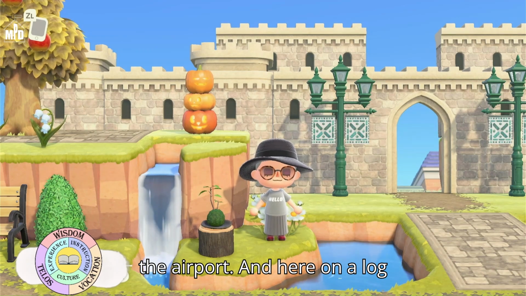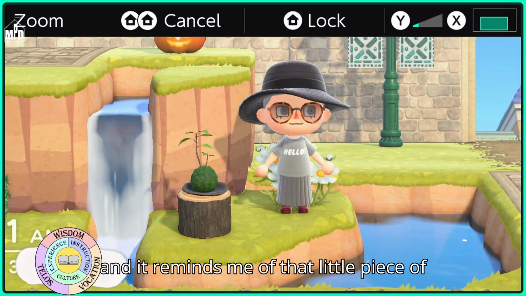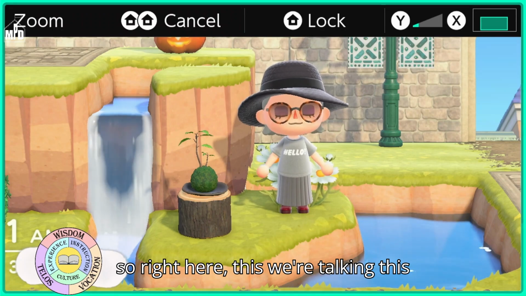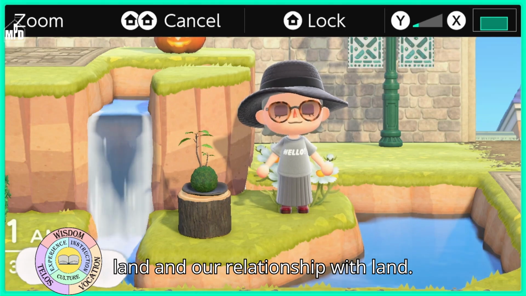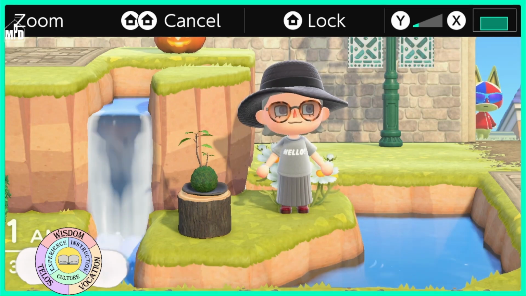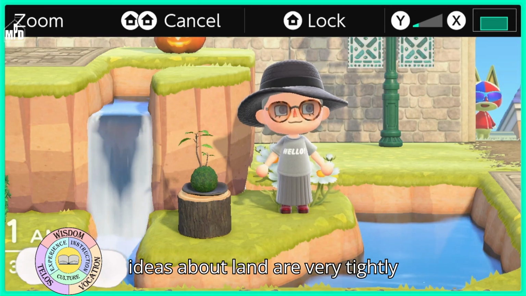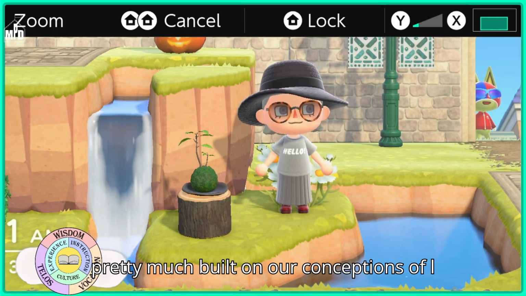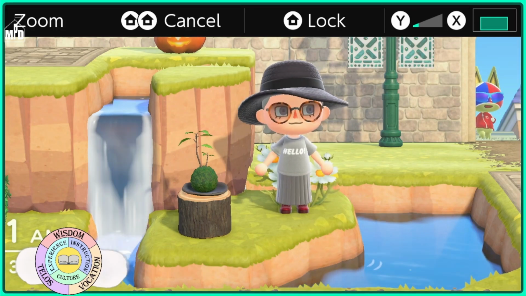And here on a log stool is a little moss ball. It reminds me of that little piece of land from the Love and Death movie. So right here, this little moss ball, we are talking about land and our relationship with land. It's in the culture section because our ideas about land are very tightly connected to culture. In fact, culture is pretty much built on our conceptions of land and property.